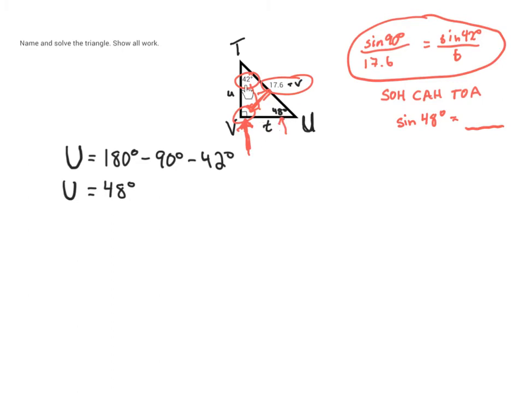That's opposite to 42. Now, if I had said sine of 42 degrees, which I could have done, then the opposite would have been T. But that's not what happened, so I can't do that. Right? So I'm going to say sine of 48 is opposite. So opposite of the 48 is U, divided by the hypotenuse, which is 17.6.